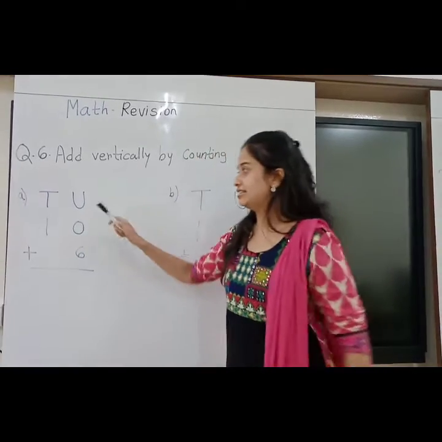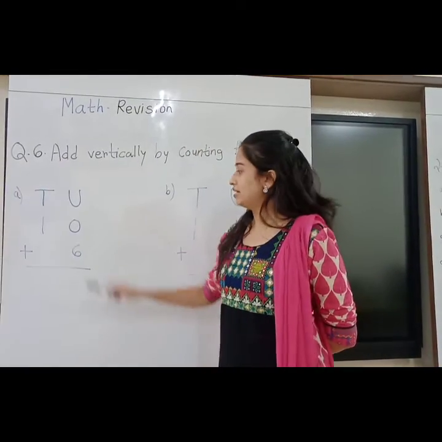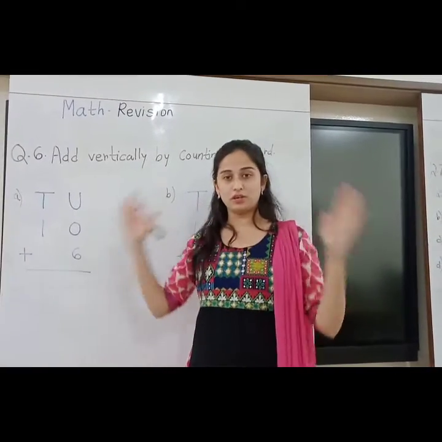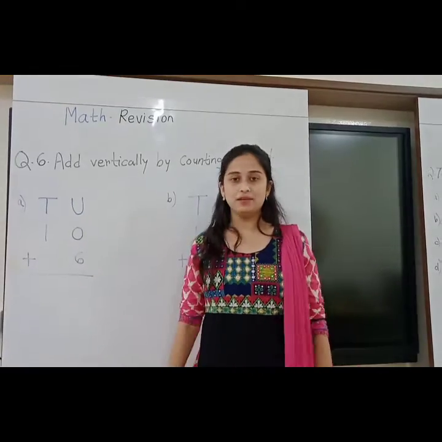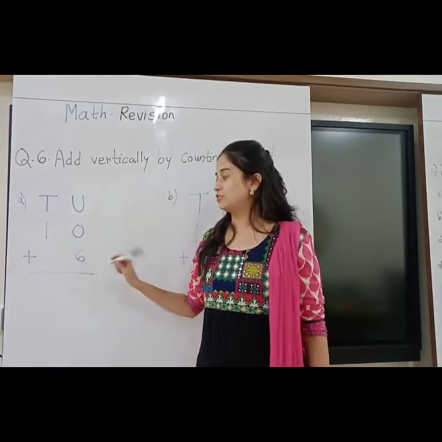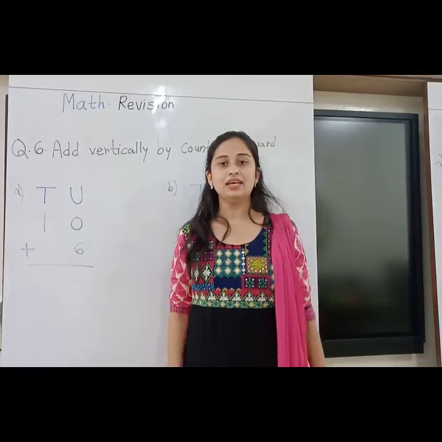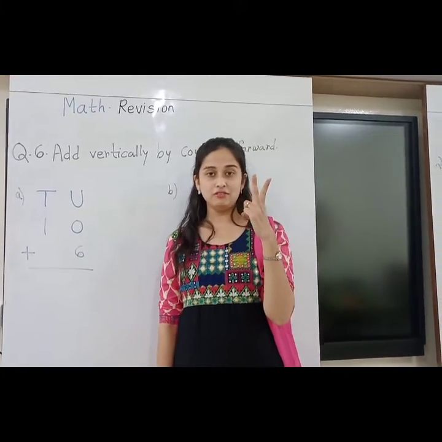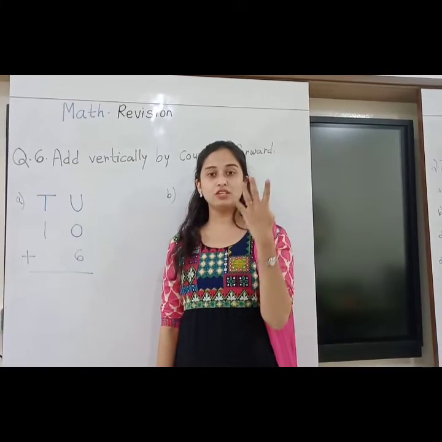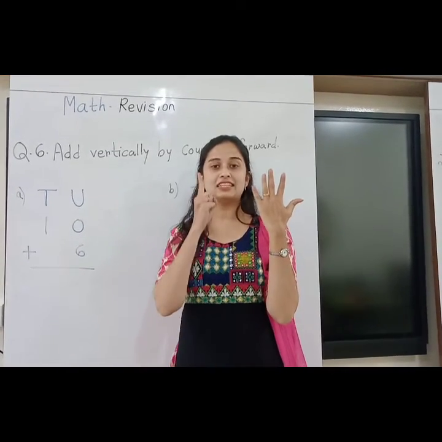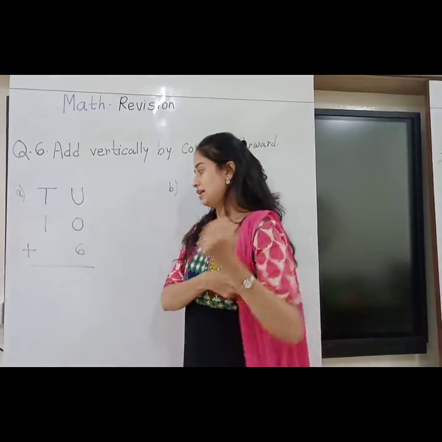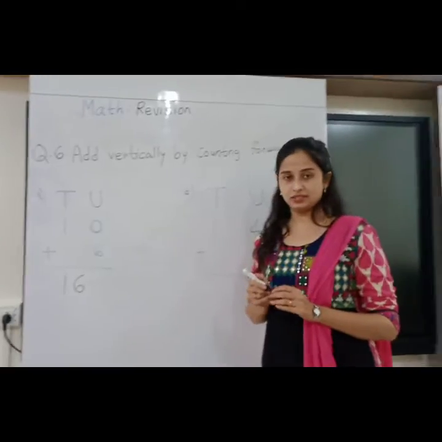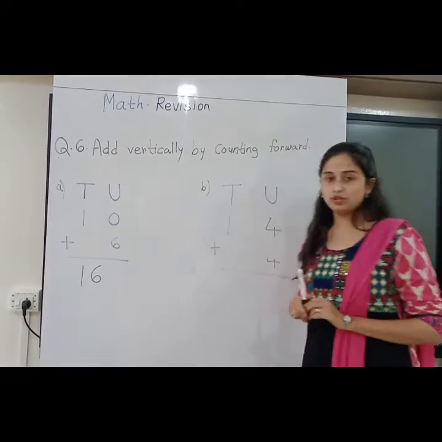So let us start. Let's see the first sum. What is the first sum? It is 10 plus 6. So we always add a smaller number to the bigger number. So I will keep 10 in my mind and will count 6 forward. So keep 10 in your mind and let us count 6 forward. 11, 12, 13, 14, 15 and 16. So 10 plus 6, the answer is 16.